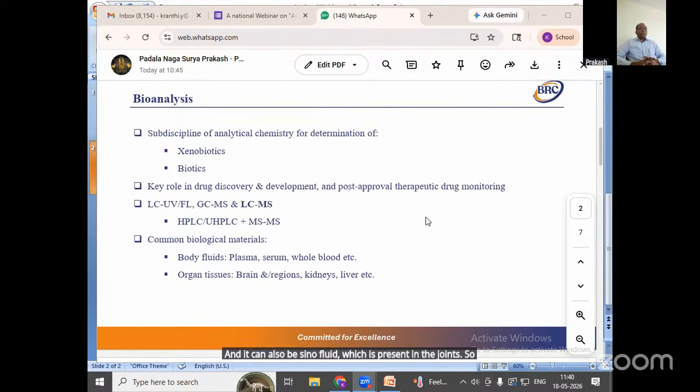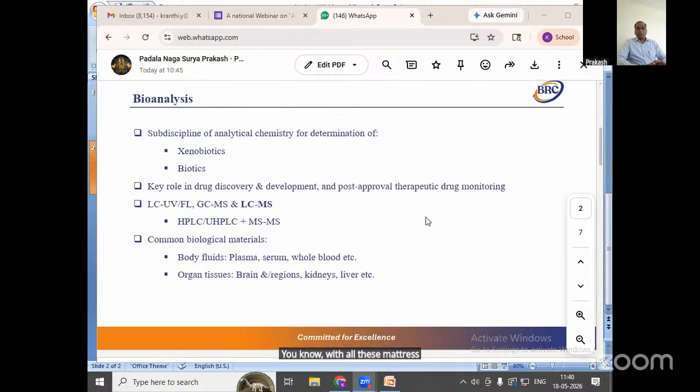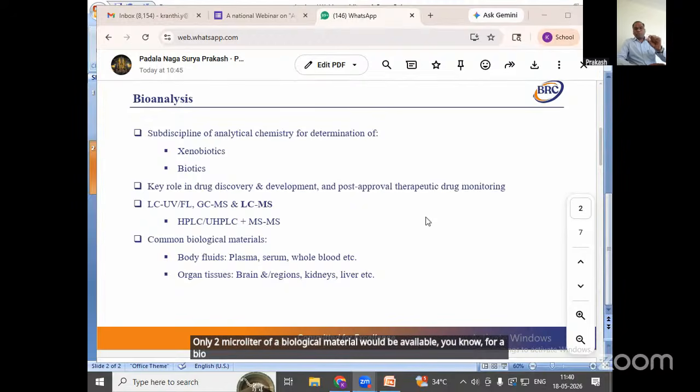The compounds themselves are present in very low quantities or in very low volumes when it comes to certain areas which are a part of these biological fluids. I personally have the experience of working with all these matrices that I have referred to. There are instances where only 2 microliters of a biological material would be available for a bioanalytical scientist to measure. And one such example is the gingival crevicular fluid, which is collected at the gum.